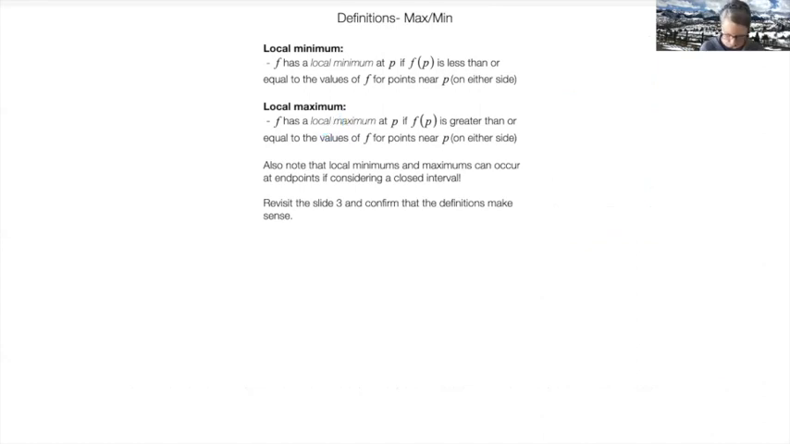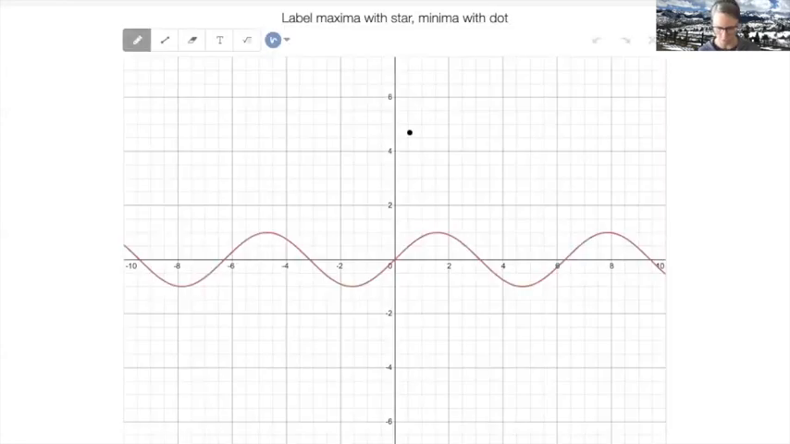Clear screen. Okay. Here's a new graph. Go ahead and label this graph. Again, whatever method you want to use for your maxes and mins, just make sure we can tell them apart.